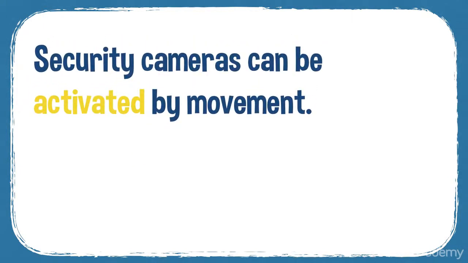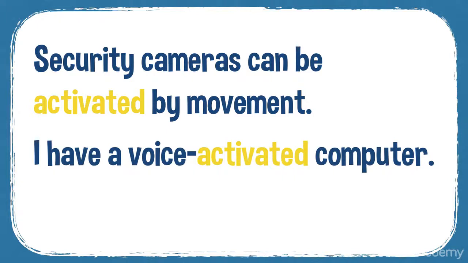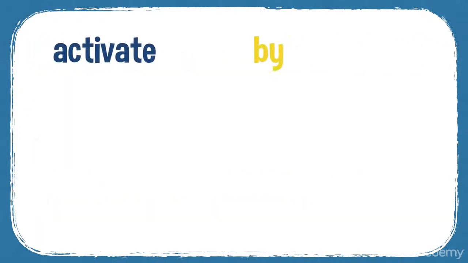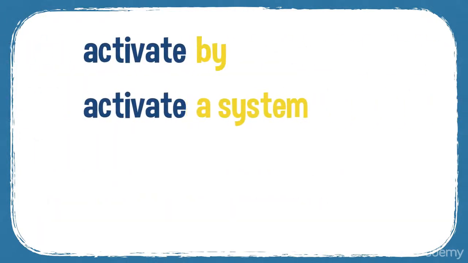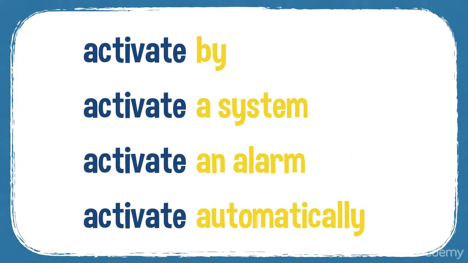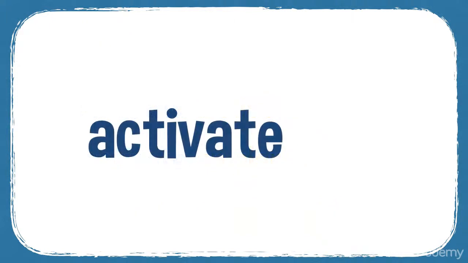So, for example, security cameras can be activated by movement. So they can be started by movement. I have a voice-activated computer. Heat activates enzymes. You can activate something by. You can activate a system, an alarm. You can also activate things automatically.